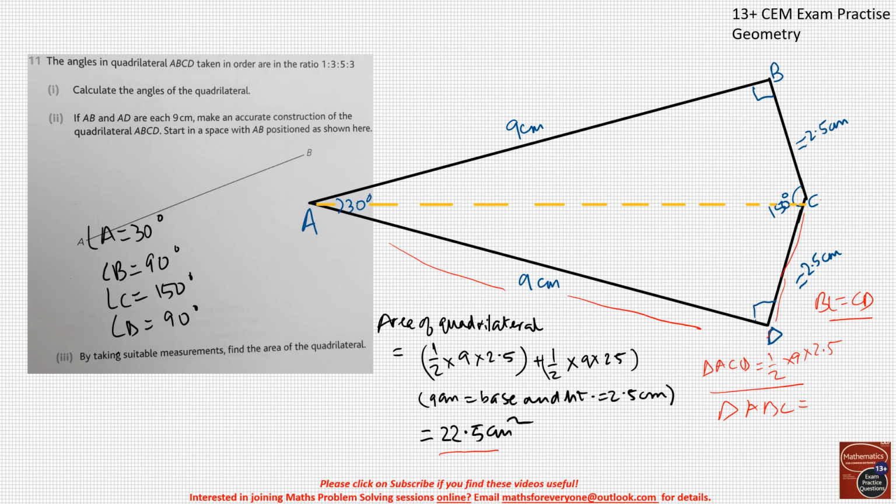It's half times 9 times 2.5. And you will see the area works out to that because if you add the two, the half and half give you 1. So it's 9 times 2.5. Sorry, I missed the decimal point there. That's 2.5. Okay, so that concludes this session.